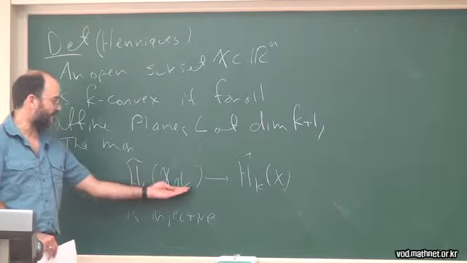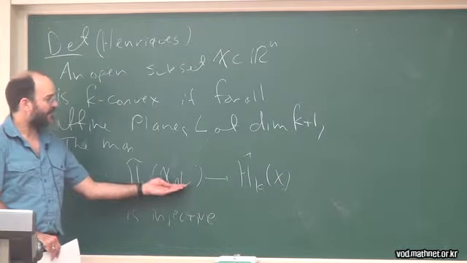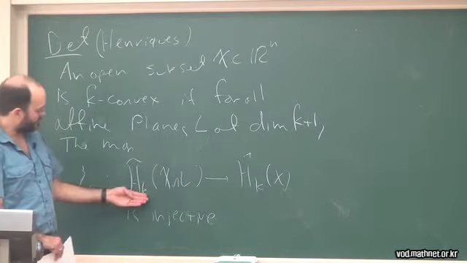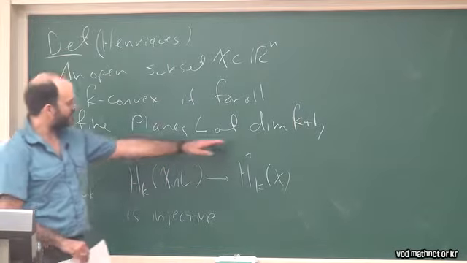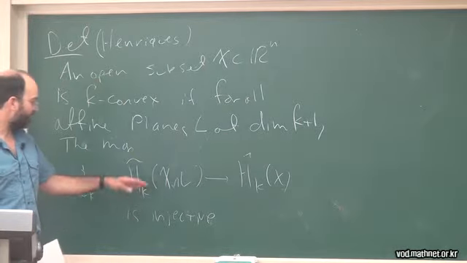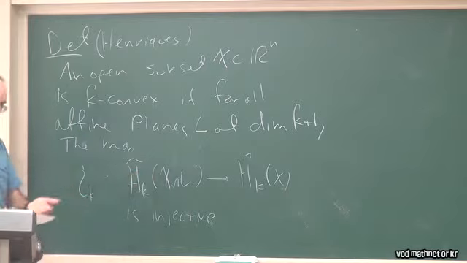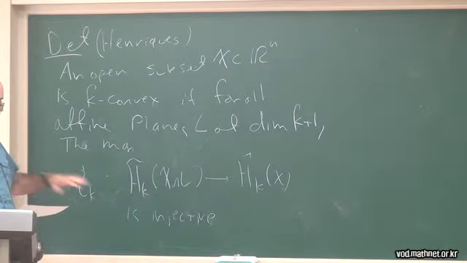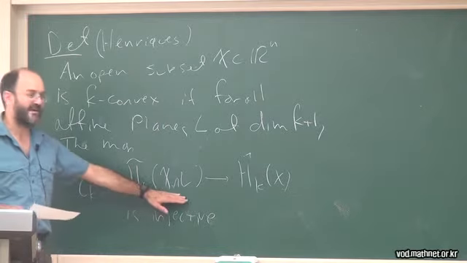So this says that you look at the intersection of X with L, and L has dimension k plus 1. L normally has no homology, but if you intersect it with a set, there may be some holes in it. Dimension-wise, this is pretty much the only homology you're going to find in here.